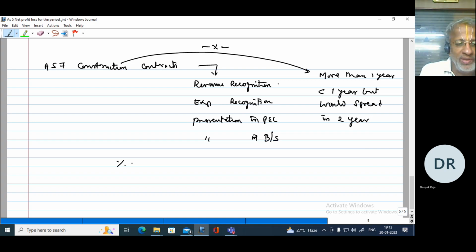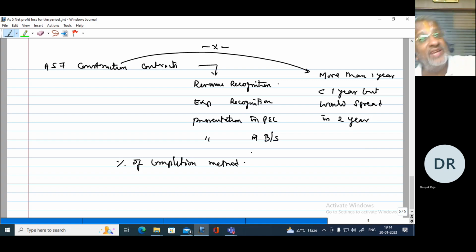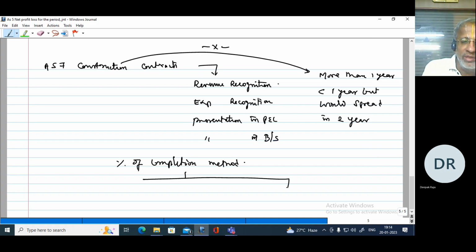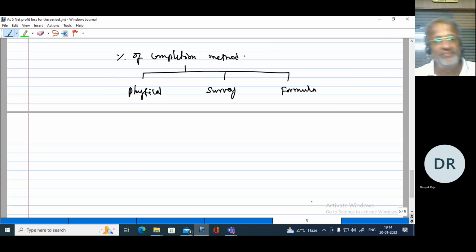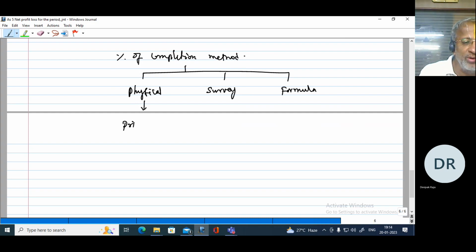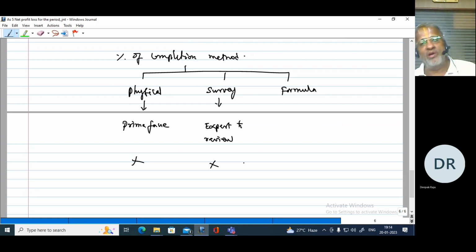Then they brought something called the percentage of completion method. What is that? This percentage of completion method can be done using the physical measurement method, the survey method, or the formula method. Physical method is where you don't require an external consultant. Prima facie you can find out. On the site itself you can tell that so much has happened. Survey would mean you require an expert to review. If you find physical and survey methods are not possible, then the formula method will come.